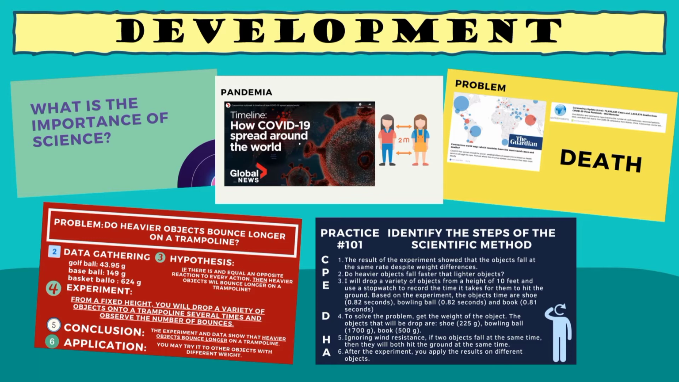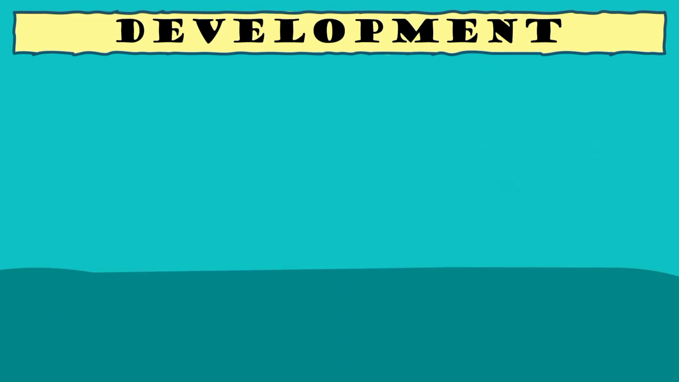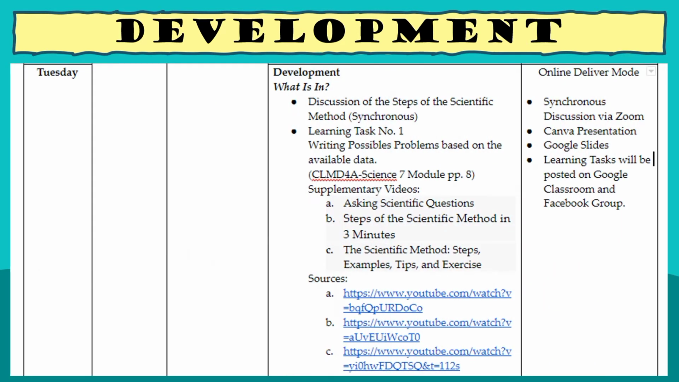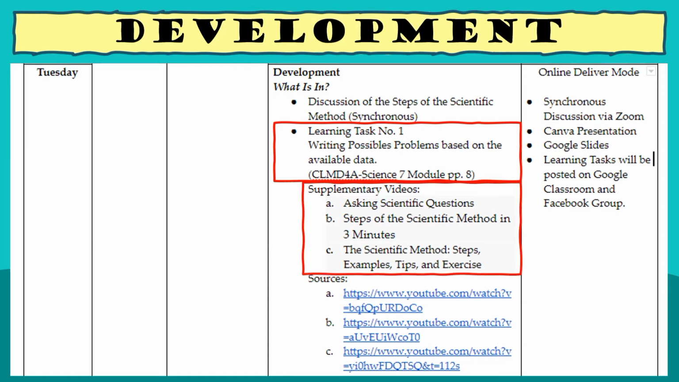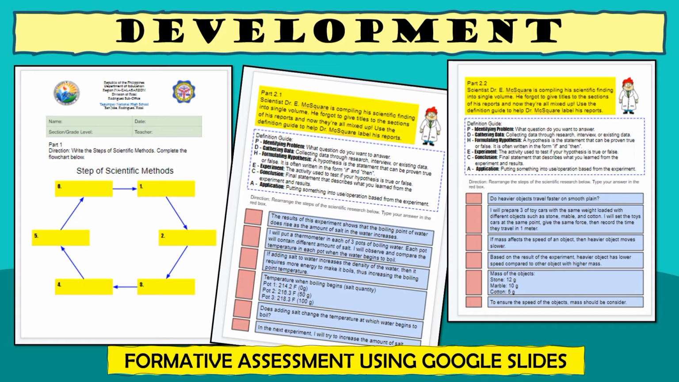There are also formative assessments given during the synchronous discussion to develop and master the concepts and skills of the lesson. After the synchronous discussions, students are assigned to accomplish learning tasks from the modules, which are digitalized using Google Slides and Docs, and posted in the Google Classroom and Facebook group. Aside from the module, supplementary videos are also provided to help the students in understanding the lesson. This will be done asynchronously. Here are some examples of formative assessment in the development phase.